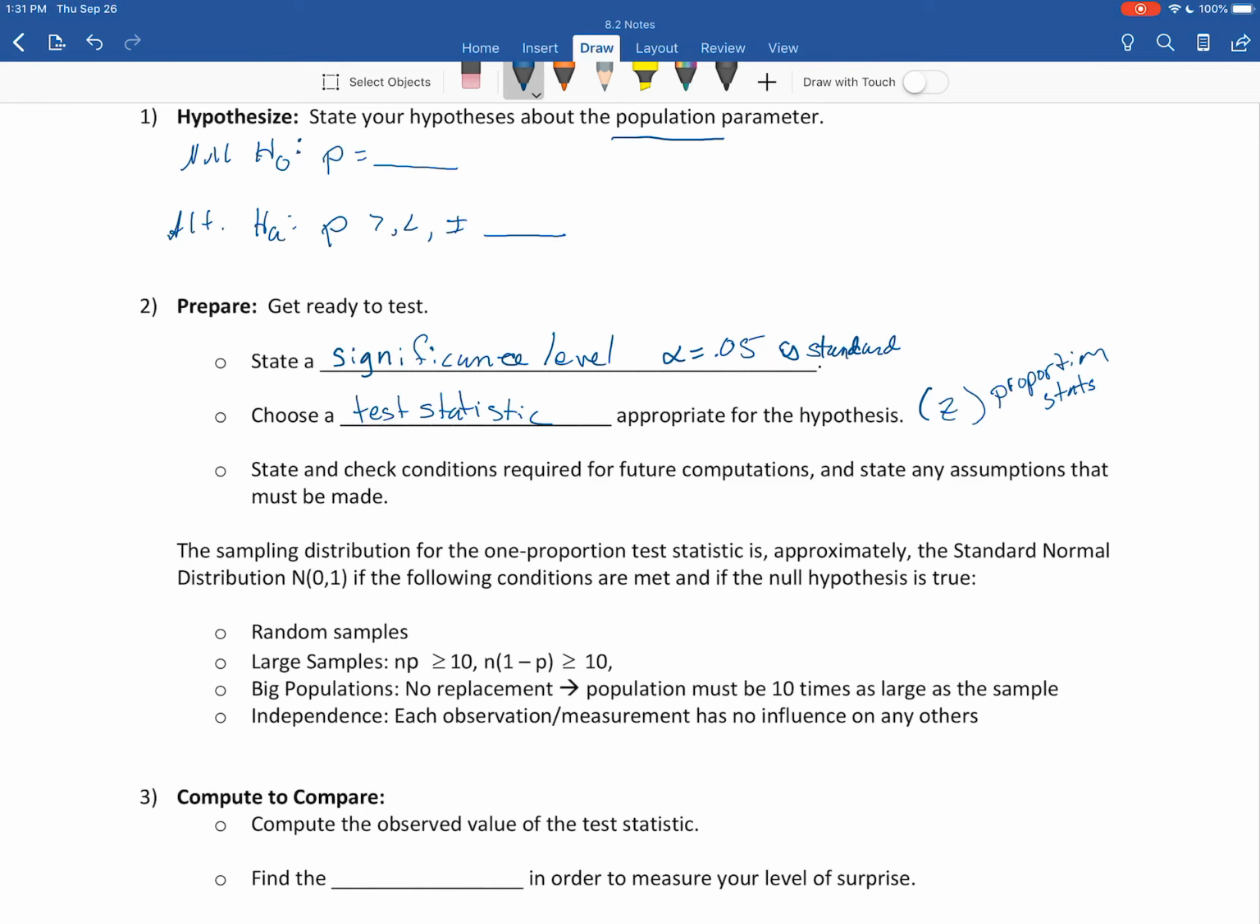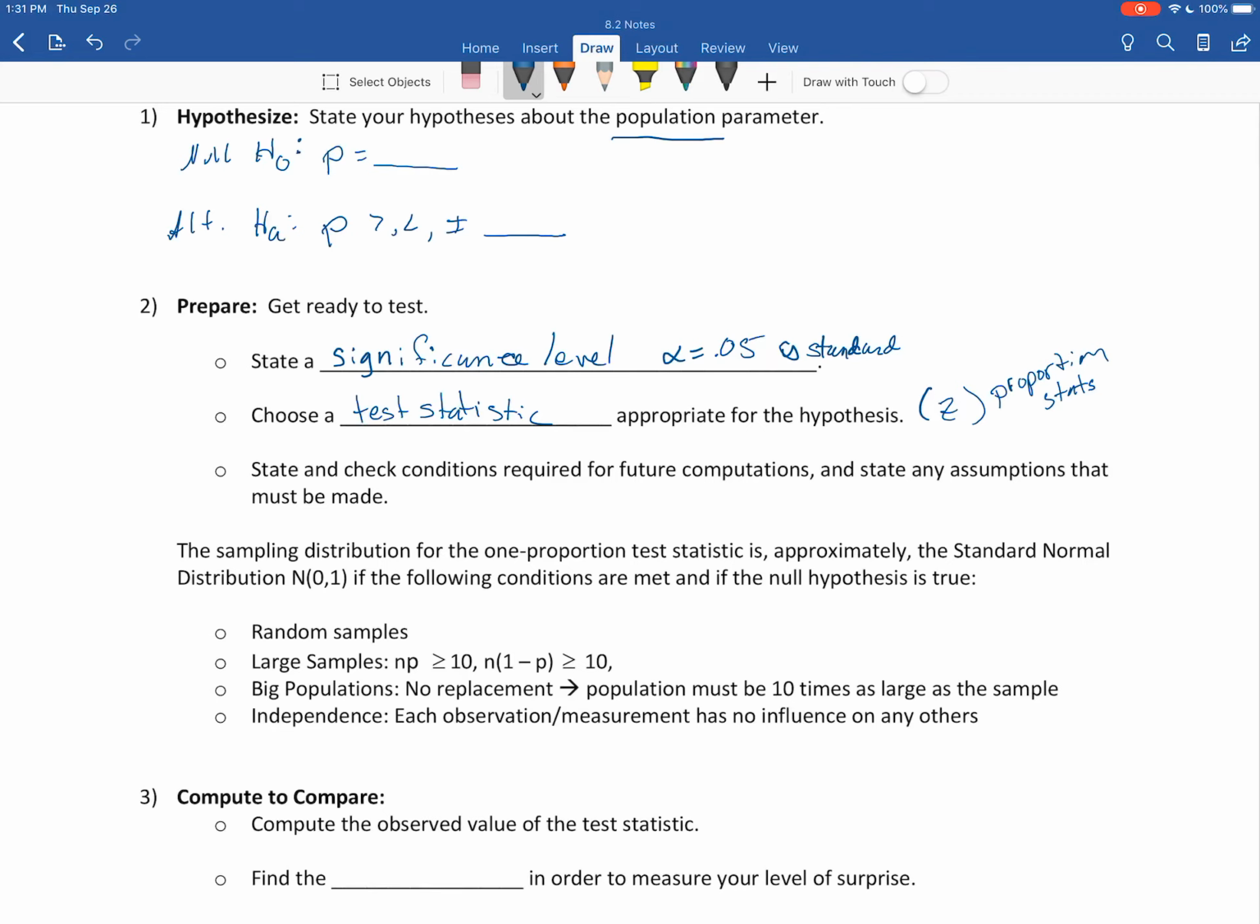Then we need to state and check any conditions that might be required, and state any assumptions that must be made. So in order for this test statistic to work for us, in order for the Z statistic to work, remember the conditions that we have to meet. We want the sampling distribution to be described by an approximately standard normal distribution. And if we meet these following conditions, we can assume that's so. So if we have the random samples, the large samples, and big populations, as well as the independence going on there, then we know we're good to proceed.